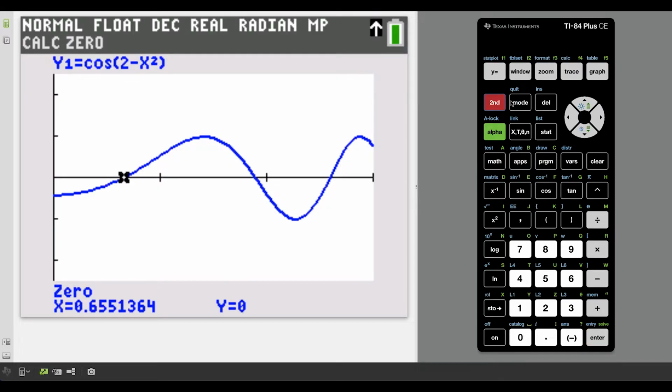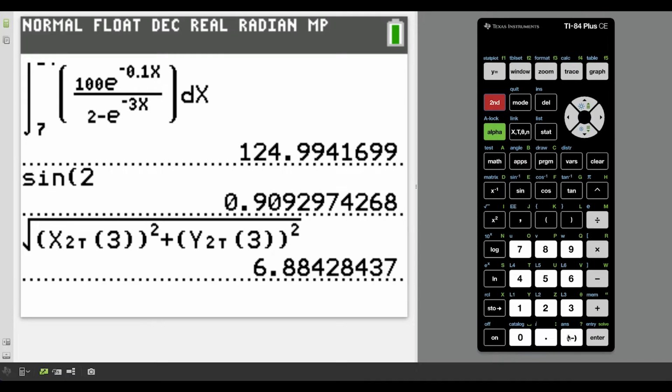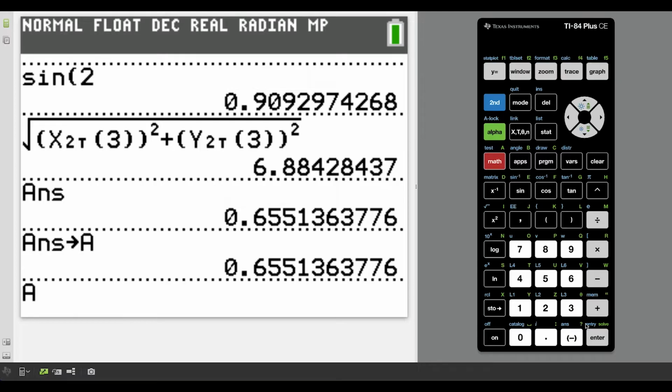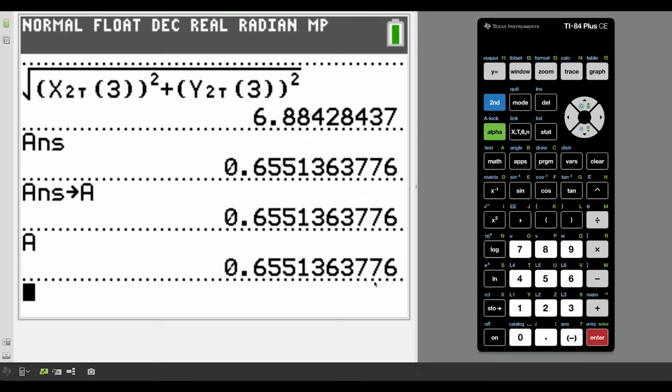But a nice little trick is if I can't remember that time, I could just go back to the main screen. So I hit second mode to quit that screen, and then I hit second minus sign to type in the answer. And I could store this as, let's say, the letter A, alpha math. So now every time I press alpha math and hit enter, that's going to give me this value here.